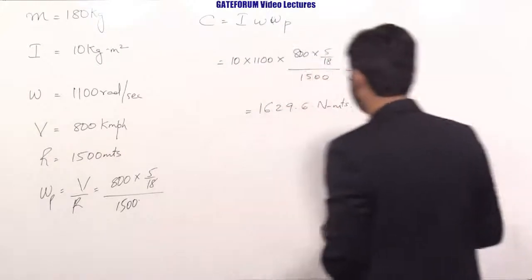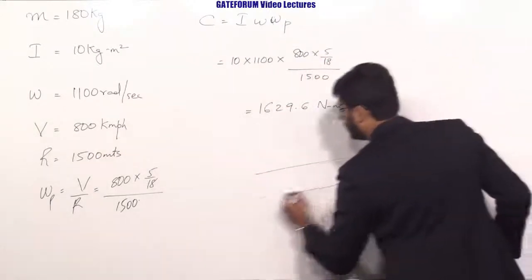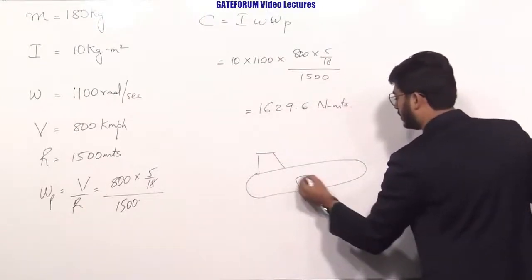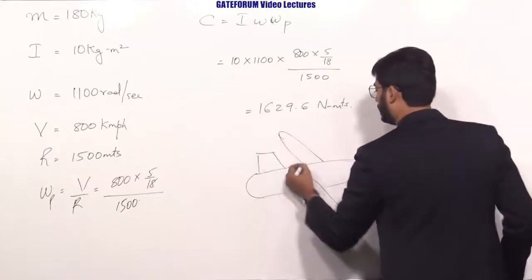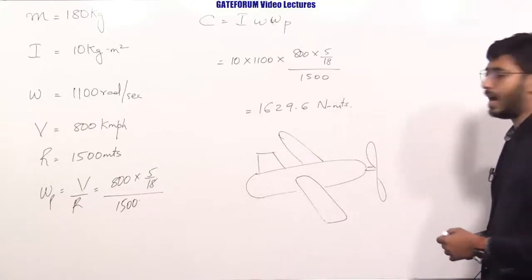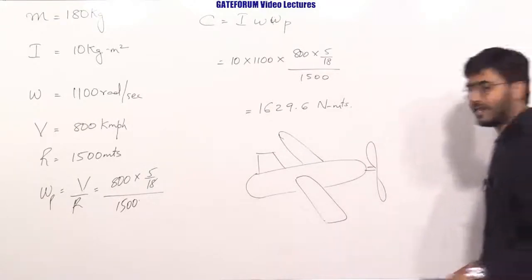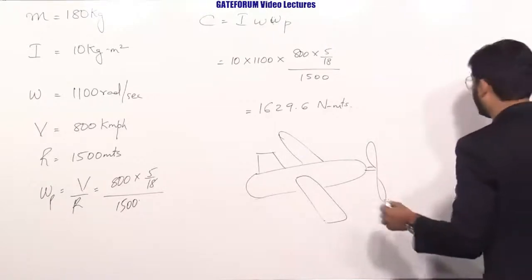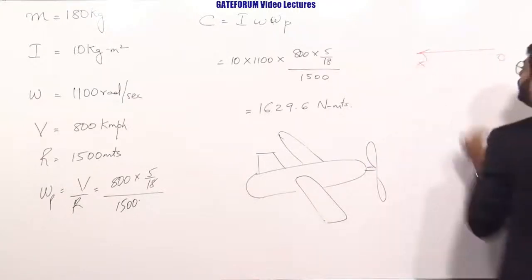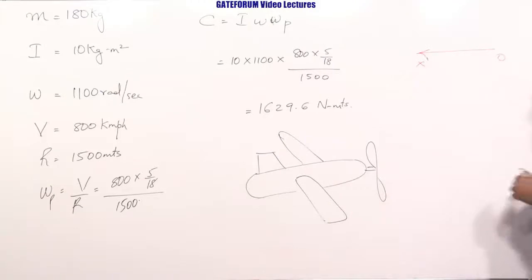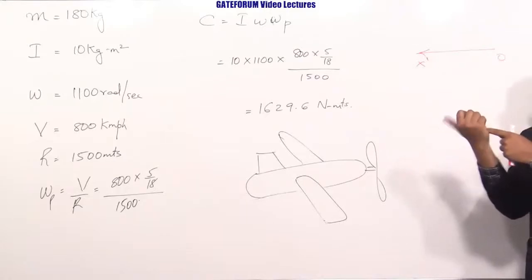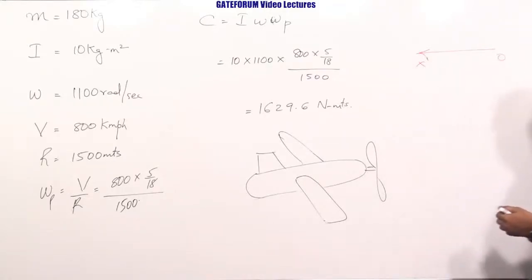Now here is the aircraft. The propeller is rotating in clockwise direction when viewed from the front. When you are viewing from the front, the propeller is rotating clockwise, which means the vector is going away from you, away from the observer. As per the right hand screw rule, the fingers curl clockwise when the vector is pointed away from the observer.